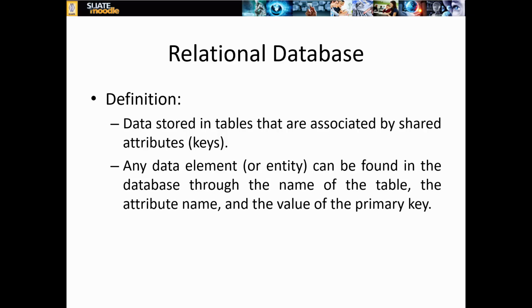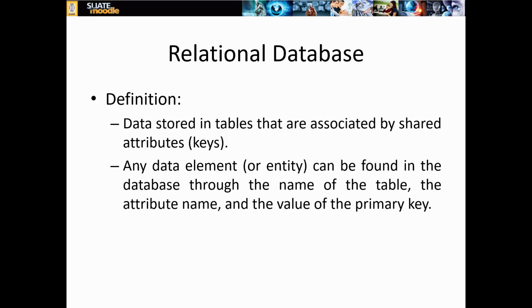What do we mean by a relational database? A relational database stores data in tables. These tables can be linked or related based on the data common to each. When you want to find any data element within the database, you can refer to that data with the help of the name of the table, the attribute name, and the value of the primary key.